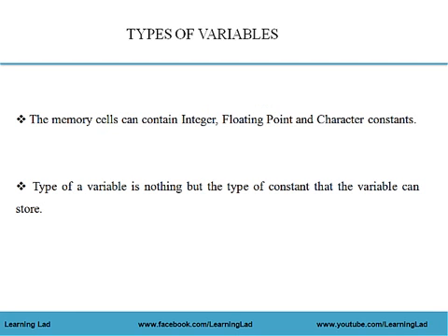So then the type of variables. In memory, cells can contain integer, floating point, and character constants. The type of variable is nothing but the type of constant that the variable can store. It may be integer, or the floating point, or the real, or the character.